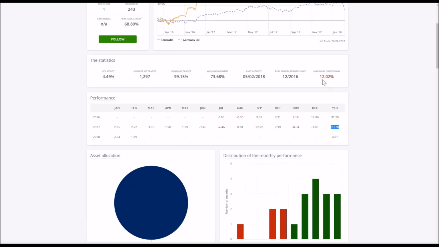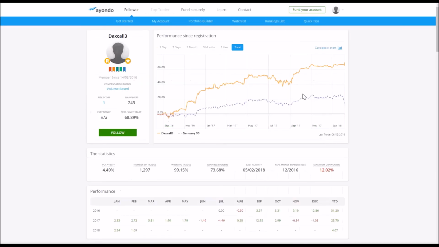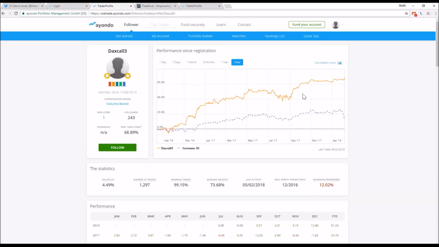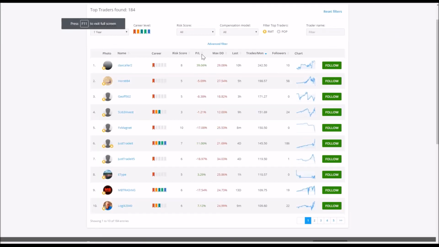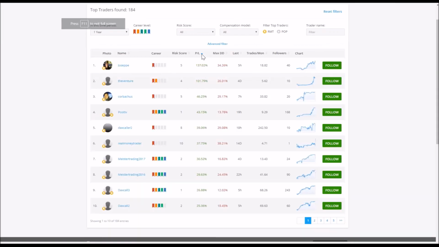And maximum drawdown is tiny, a maximum drawdown of 12%. So pretty small. Even though it's not at the top of the leaderboard, I think it shows that now and again it does pay to venture a bit further than maybe the top 3 or 4.